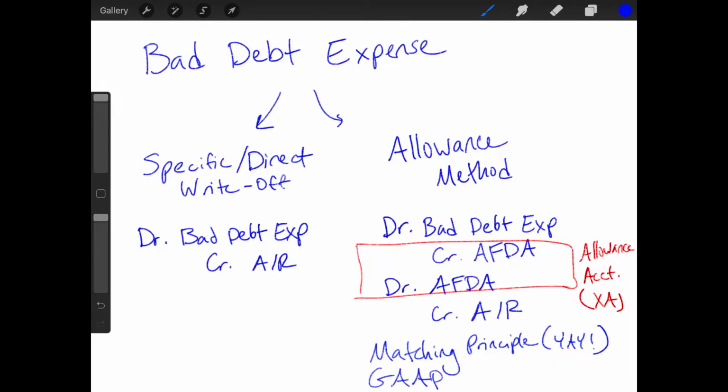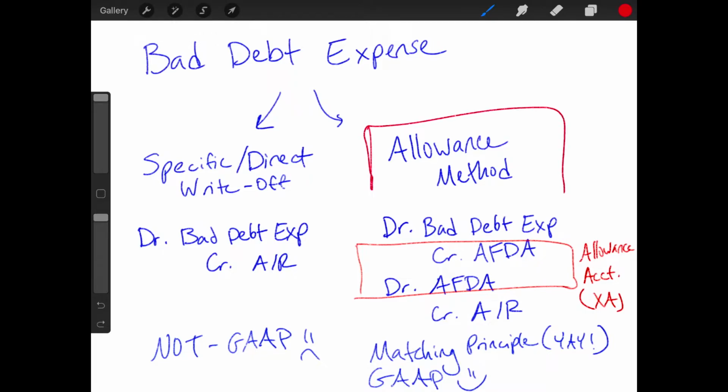Whereas the specific write-off method is not GAAP. It's not GAAP because under this method, the expense that you're recording might actually occur in a period after that initial sale was recorded, which violates the matching principle. So let's continue this discussion of the allowance method, since that's going to be the focus for this class.